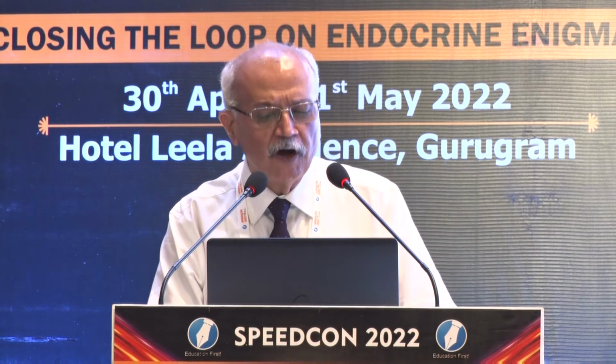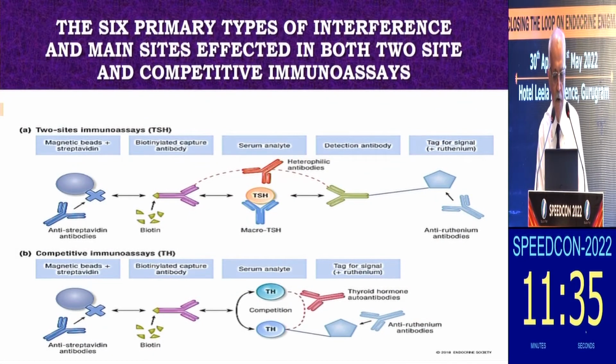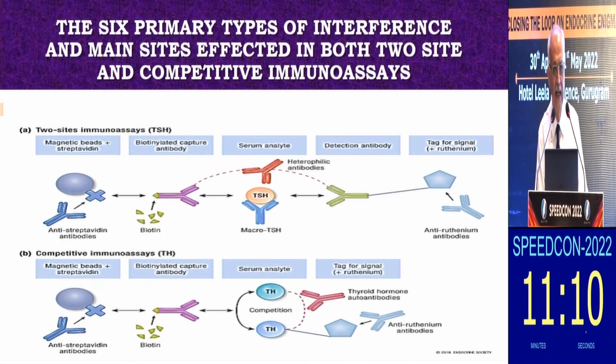Now, what can go wrong? First, there may be particles called macro TSH. You have heard of macroprolactinemia? Same thing is macro TSH, which is TSH combined with anti-TSH antibodies, forming large molecules. These large molecules are not easily filtered by the kidney, so they collect in the body. So they give you a false TSH rise.